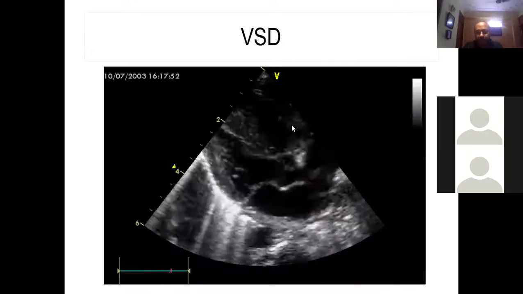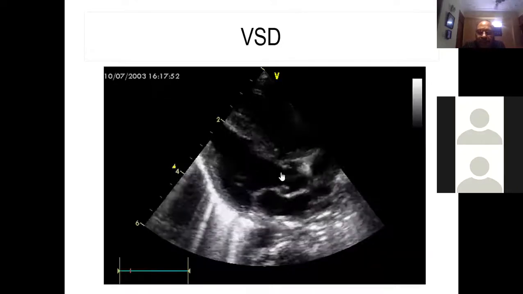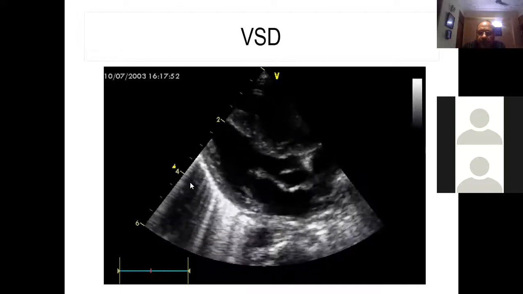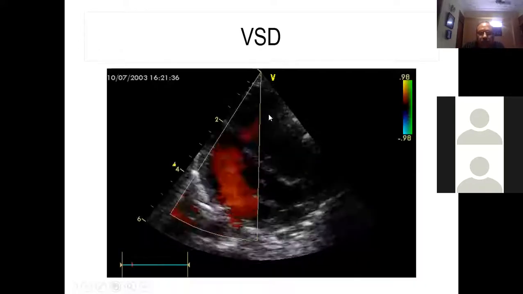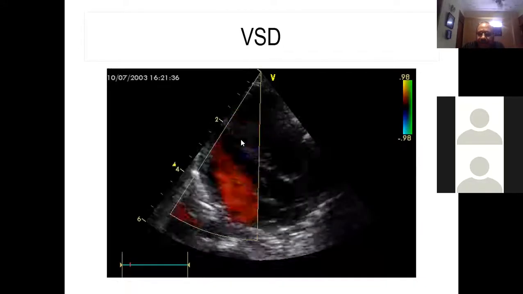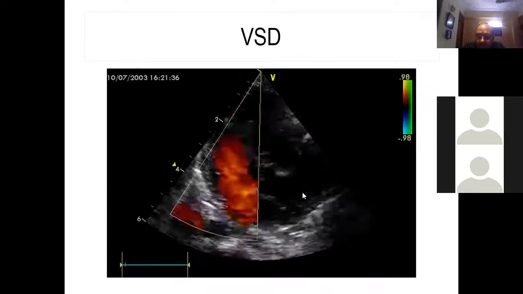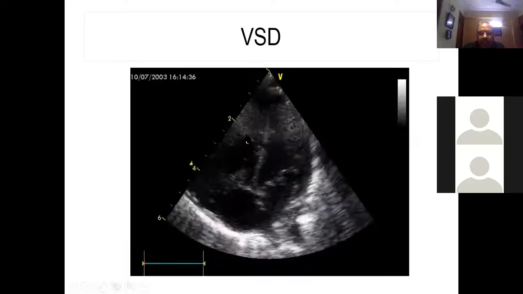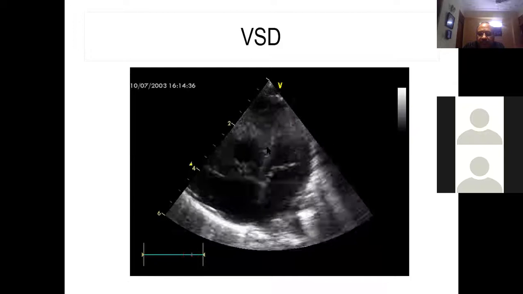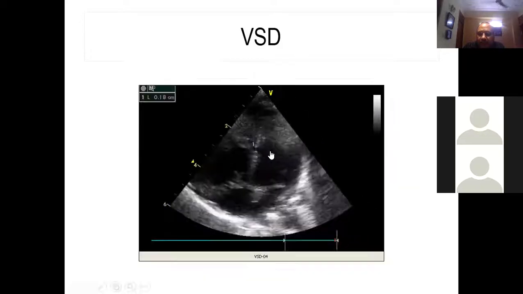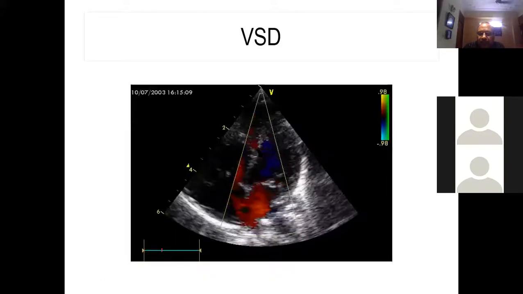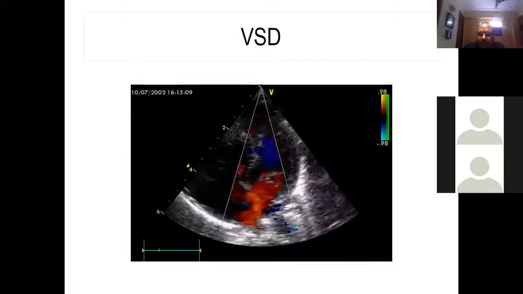Here is an example. You see a normal LA, normal LV, aorta, and RV on top. You can't see a VSD, but as soon as I switch on my colors, you see a turbulent flow across this. This is an outlet muscular VSD. And besides this outlet muscular VSD, we see another VSD, an inlet muscular VSD. Here is the shunt across the inlet muscular VSD.